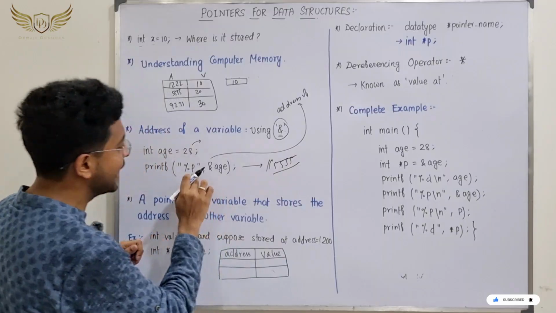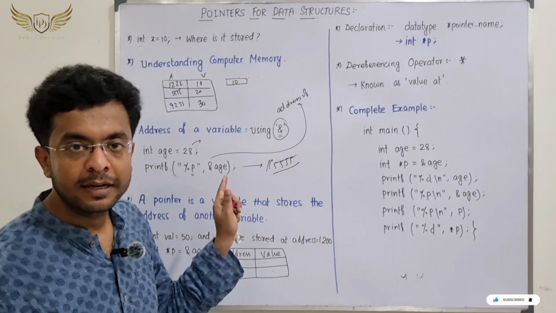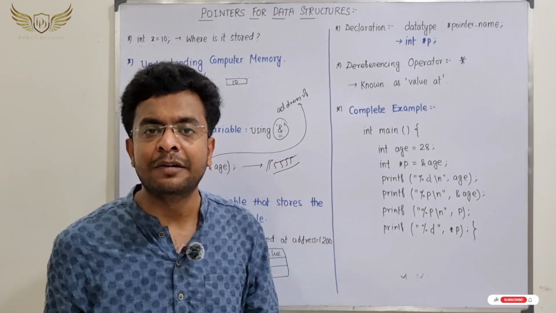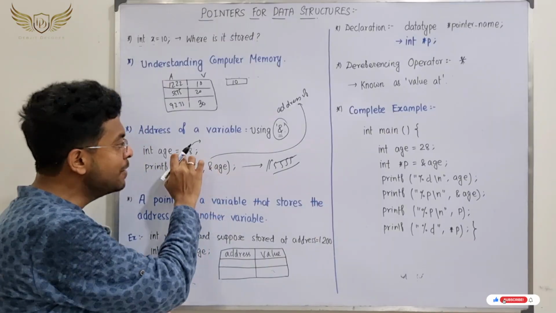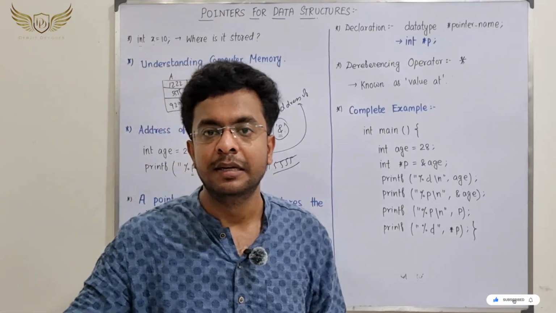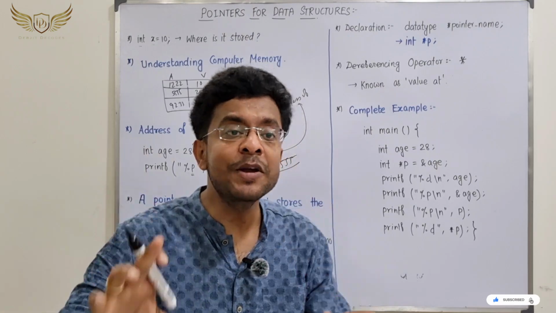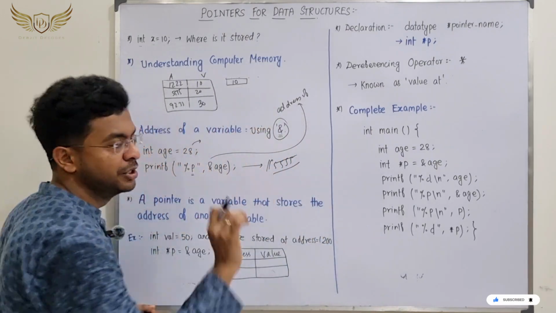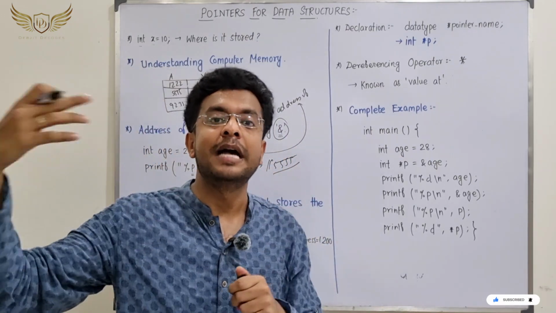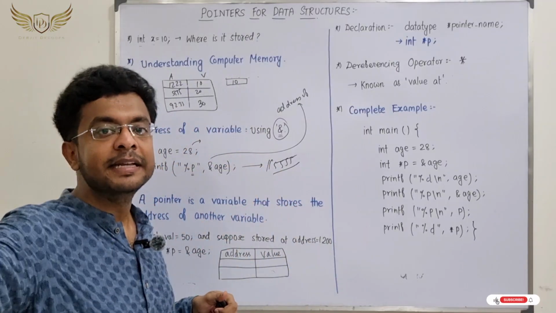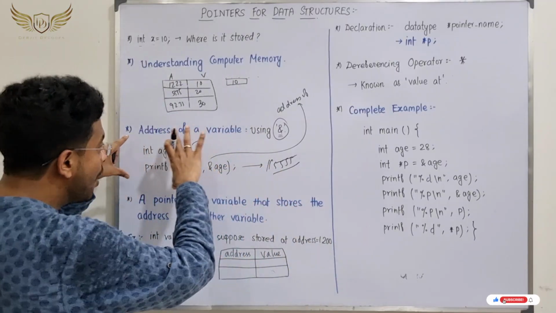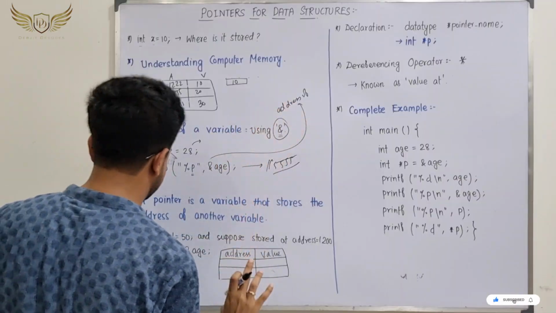Suppose you are getting 5555 as output. You can run this code and check. Everybody will be getting some other addresses, right? There is no fixed value, because if you print only age, everybody will be getting 28. But if you print the address of age, you will get different values depending on where this particular 28 is getting stored. That is how the address of a variable can be accessed.